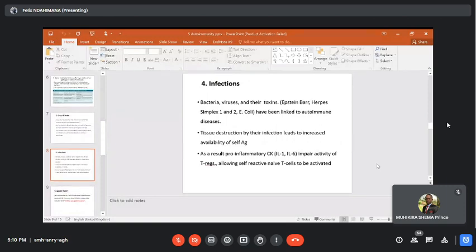We have also some infections, like bacteria, viruses, and other toxins. We have them like Epstein-Barr, herpes simplex virus, E. coli, and so on. They have been linked to autoimmune disease. What they do is destroy our cells and leave some remnants in the circulation, and those remnants might be like self-antigens, which the immune system will recognize as antigens.